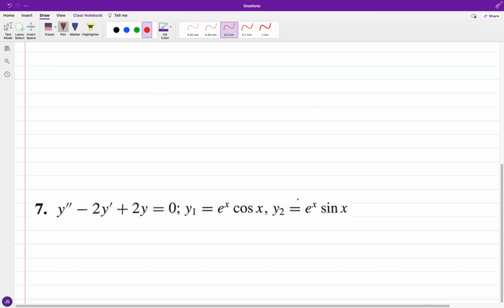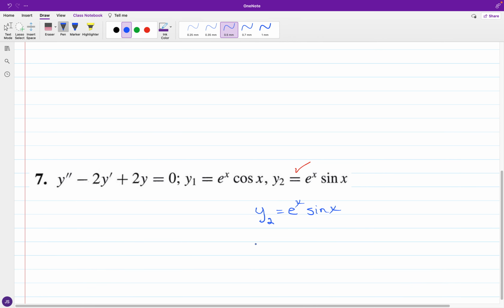Now looking at number 7, we have a second order differential equation. And again, we're just going to be looking at the second portion. I'm asked to check only e to the x times the sine of x and determine whether that is a solution. So if I set y sub 2 equal to e to the x times the sine of x.